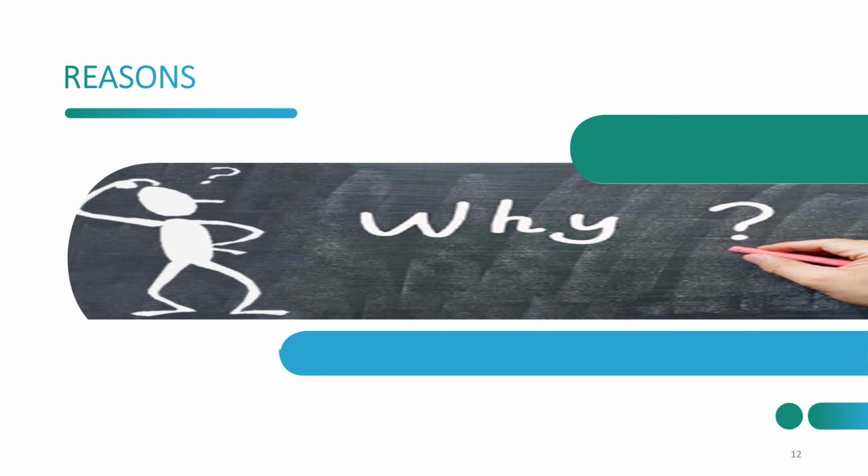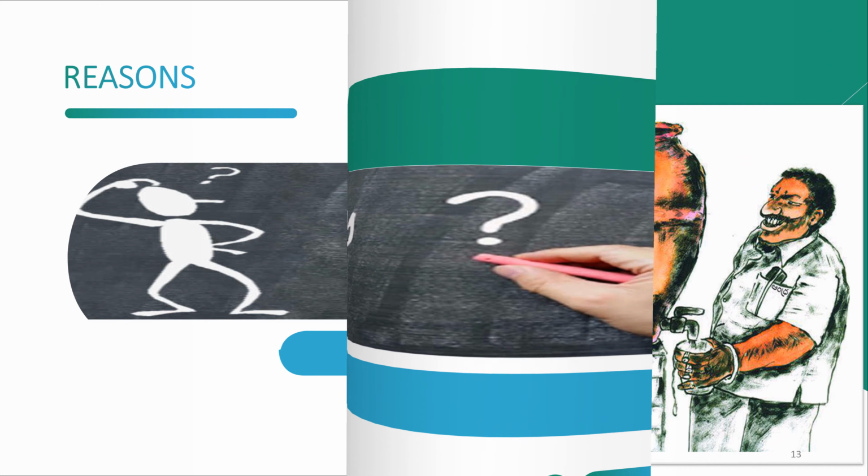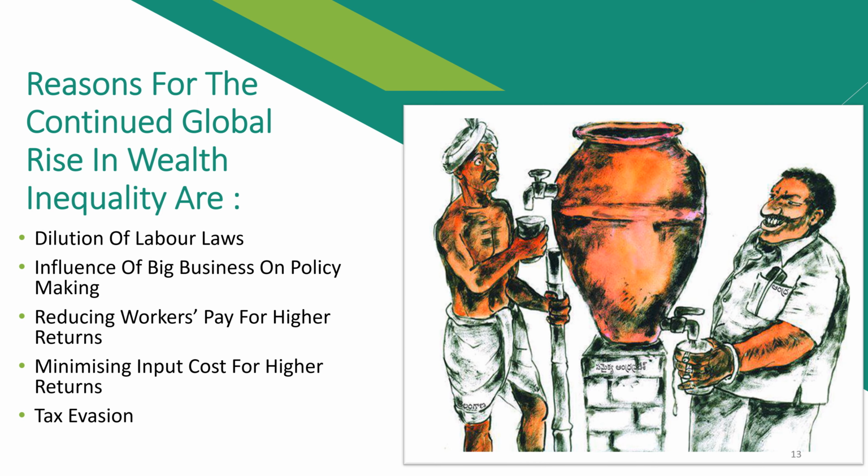So, what are the reasons? The reasons for the continued global rise in wealth inequality can be said to be: first, dilution of labor law; second, influence of big business on policy making; third, reducing workers' pay for higher returns; fourth, minimizing input cost for higher returns; fifth, tax evasion.